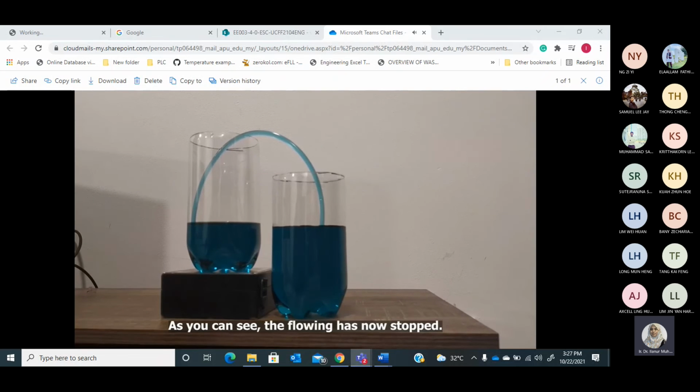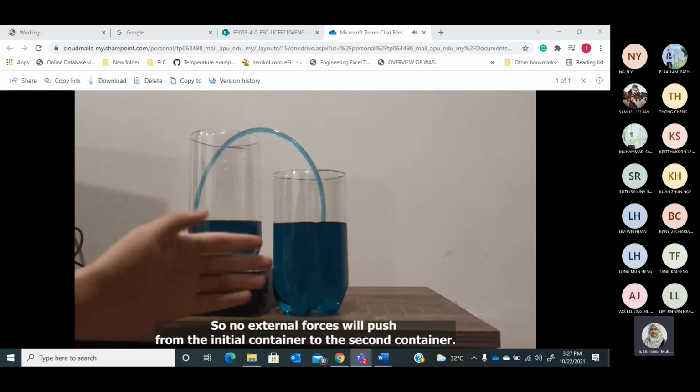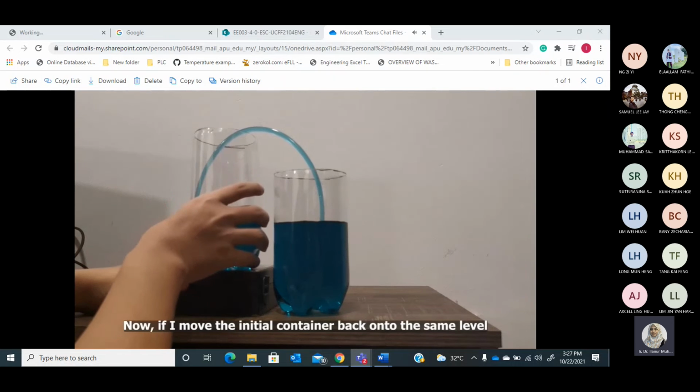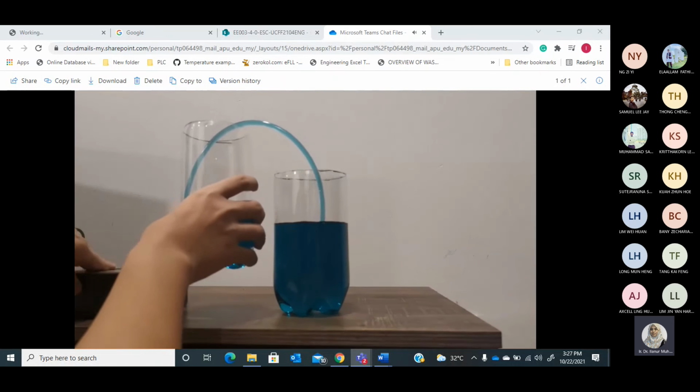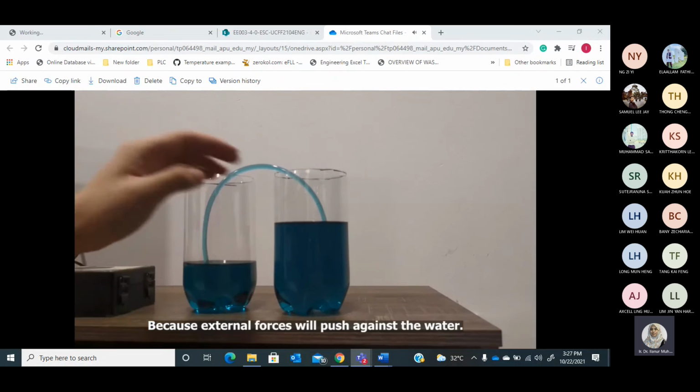As you can see, the flowing has now stopped. It is because the water level is now the same, so no external forces will push the water from the initial container to the second container. Now, if I move the initial container back to the same level, the water will backflow because external forces are pushing against the water.